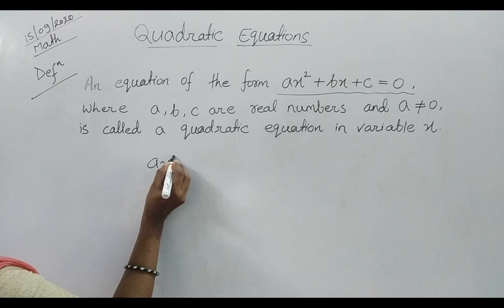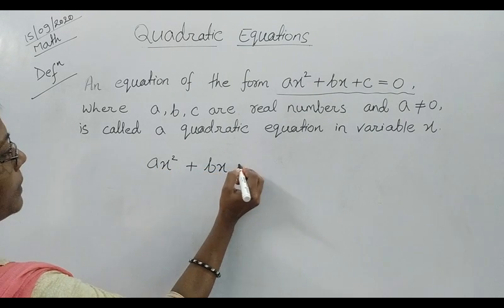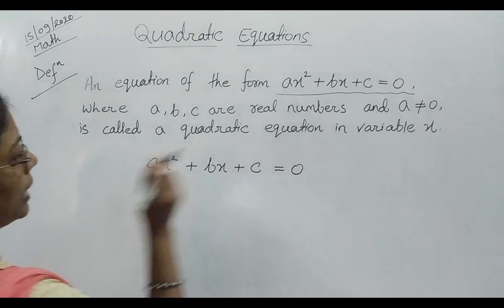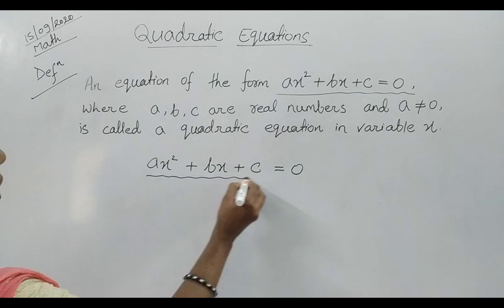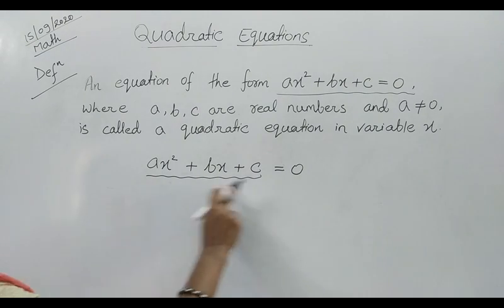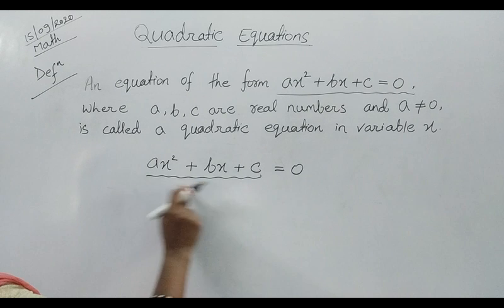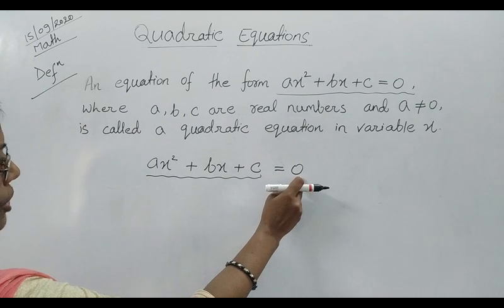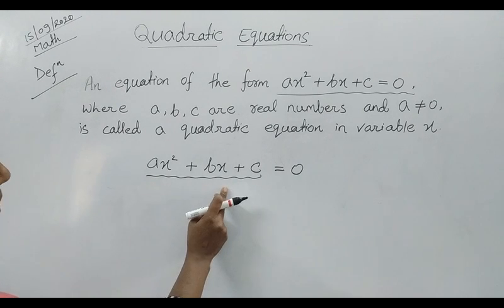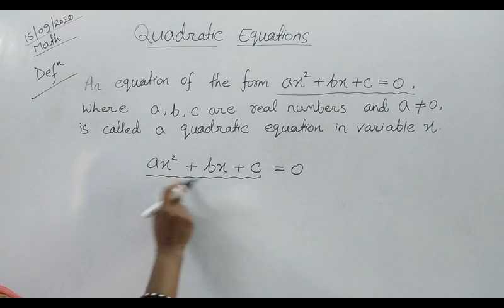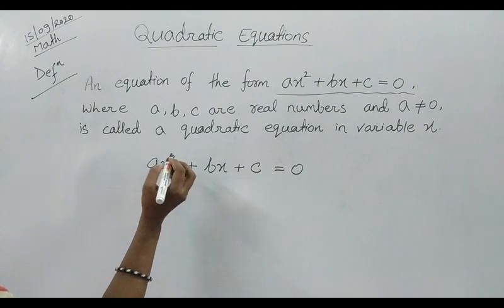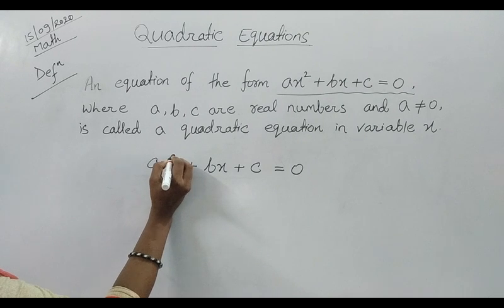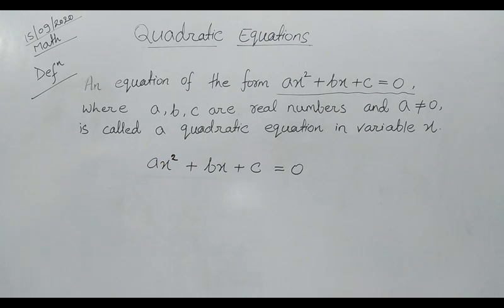When you look at the general form of the quadratic equation, ax square plus bx plus c is equal to 0, you can find that the left side of the quadratic equation is a quadratic polynomial. When you make the quadratic polynomial equal to 0, you have a quadratic equation. And you can find that the maximum power of the variable is taken as 2 for the quadratic equation.